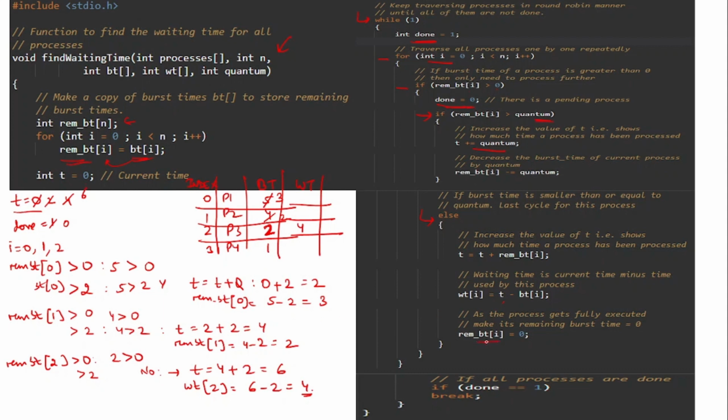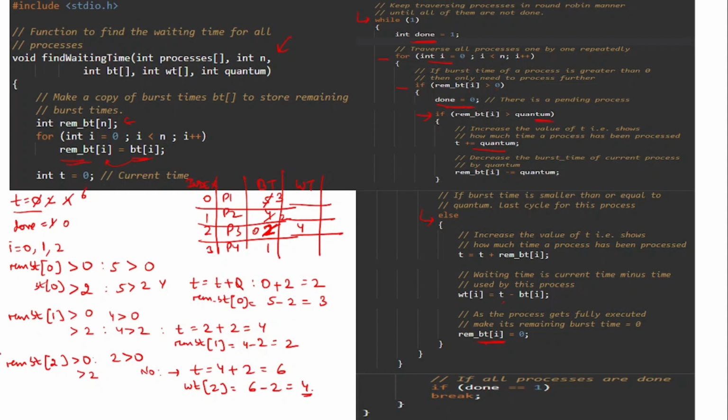And I change the remaining burst time of this process to 0. Now the burst time of this process will be 0. Why? Because obviously it was not greater than the time quantum, which means it is less than or equal to the time quantum. Since we have time quantum 2, it will be executed for 2 milliseconds, the value is set to 0, and the waiting time is also calculated. So in this case, the P3 process is over.